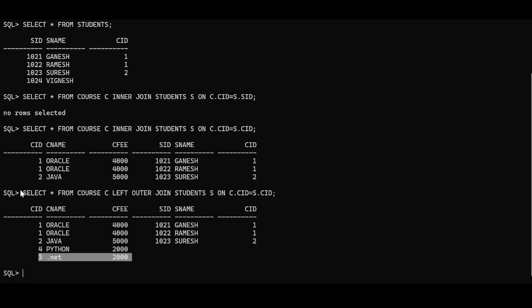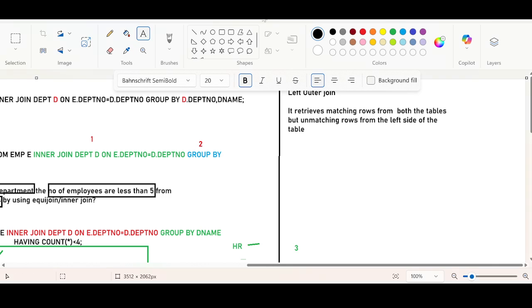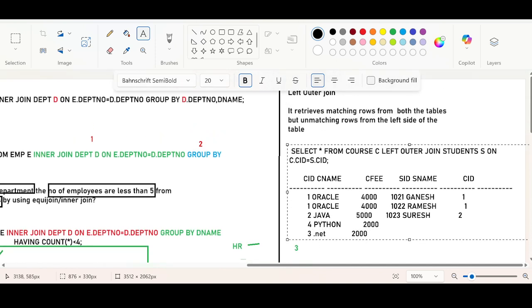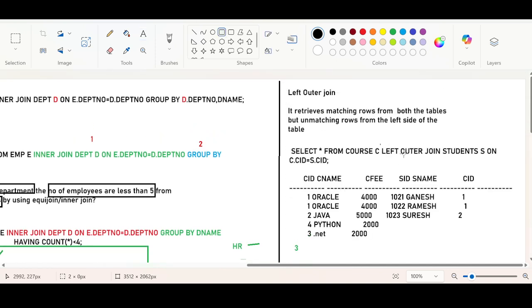Let me copy this query and paste it here. Left outer join is the key. When I say left outer join, it will extract the matching records and the unmatched records of the table that you mention on the left side. In my case, I'm mentioning the course table on the left side. But the unmatched records of the students table are not retrieved here because you're using left outer join.